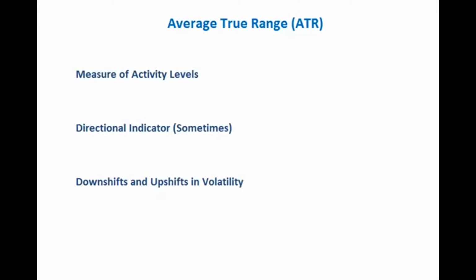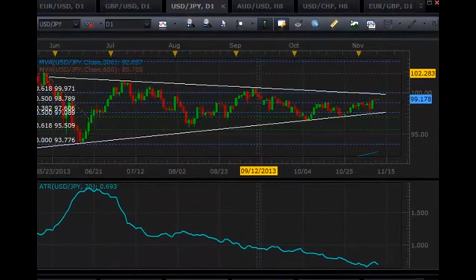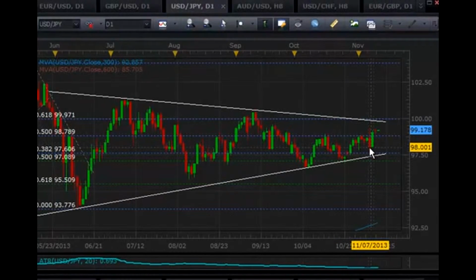Now, I think it's important to see the actual indicator at work on a particular pair. This is the dollar-yen versus the 20-day average true range. The average true range is calculated in a very simple way. All it is is the daily range of every one of the bars that we've had for however many days we're going back. Here we're going back 20 days, so we'll take the range of these past 20 days and average it out.